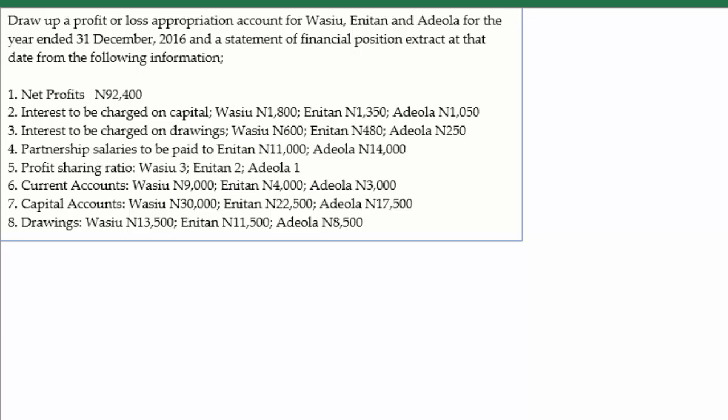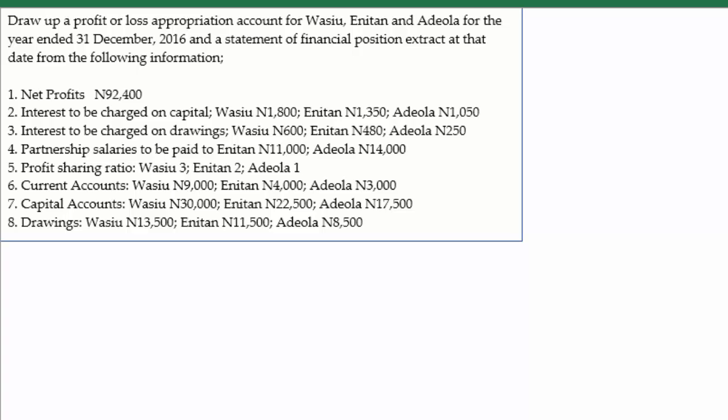Interest to be charged on drawings, Wasiu 600, Enitan 480, Adiola 250. Partnership salaries to be paid to Enitan 11,000, Adiola 14,000. The profit sharing ratio is Wasiu takes 3, Enitan 2, Adiola 1.